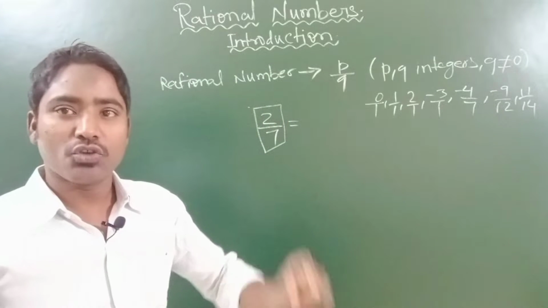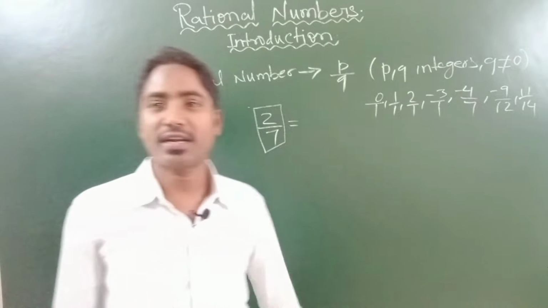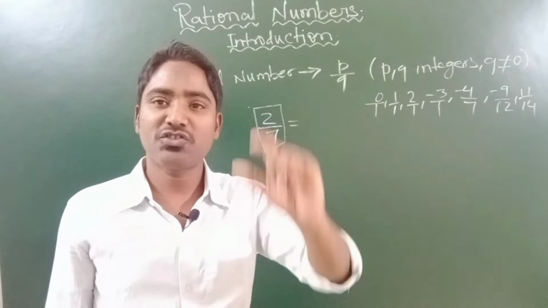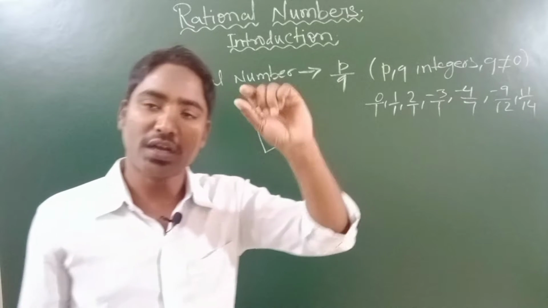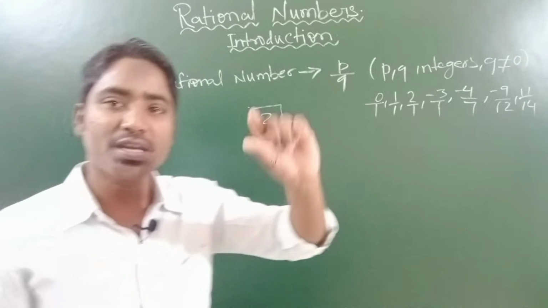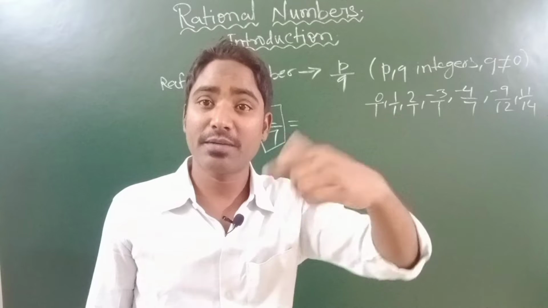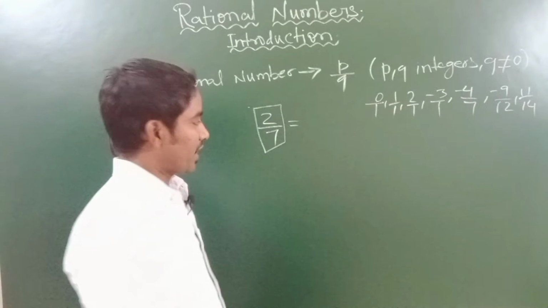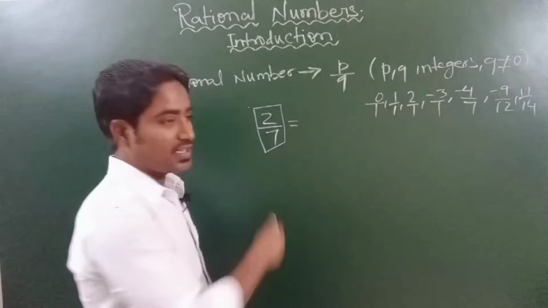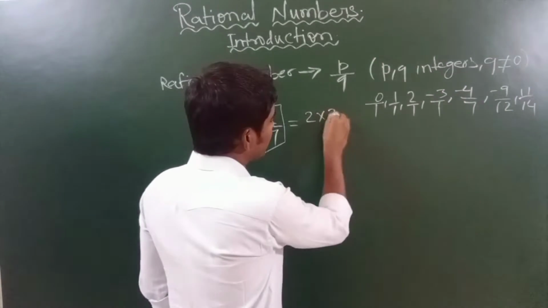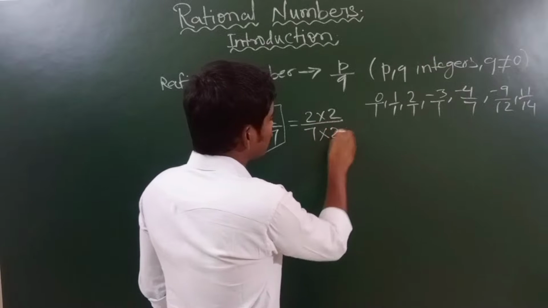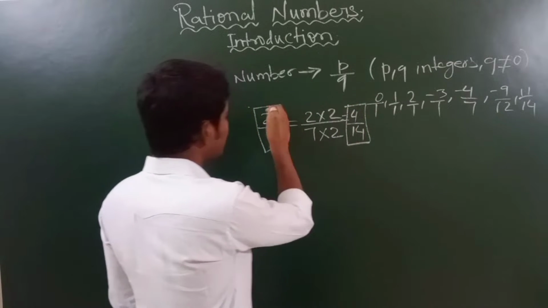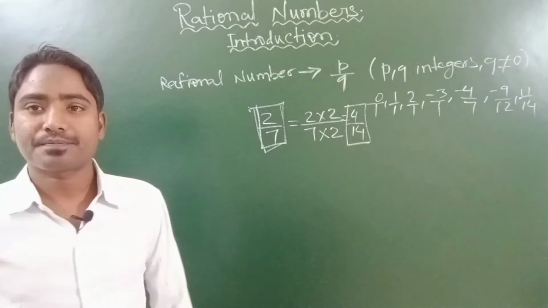Students, you have to multiply the numerator and denominator by the same non-negative integer, meaning it should not be 0. If you multiply both the numerator and the denominator by the same non-negative integer, then you are getting the equivalent fraction. Like suppose here 2 by 7 is there, so if I multiply the numerator by 2 and the denominator also by 2, then how much will we get? 4 upon 14. So this 4 upon 14 is equivalent to 2 upon 7.